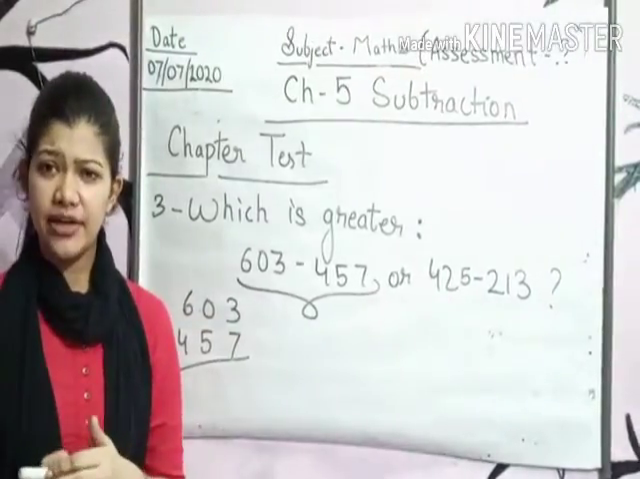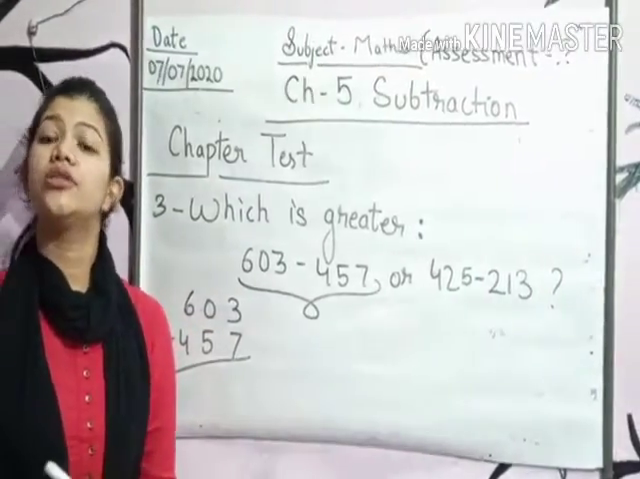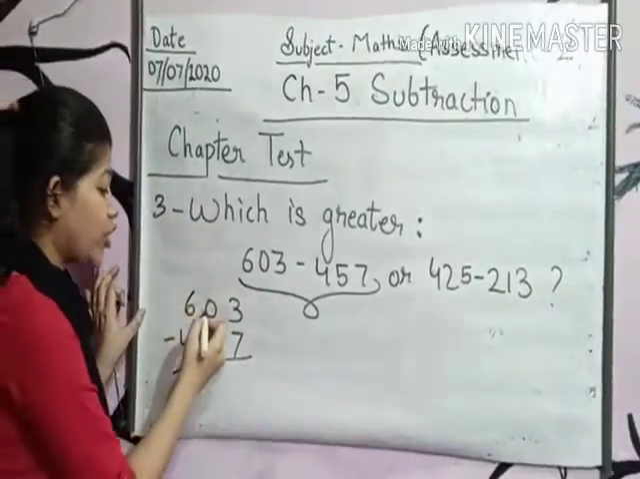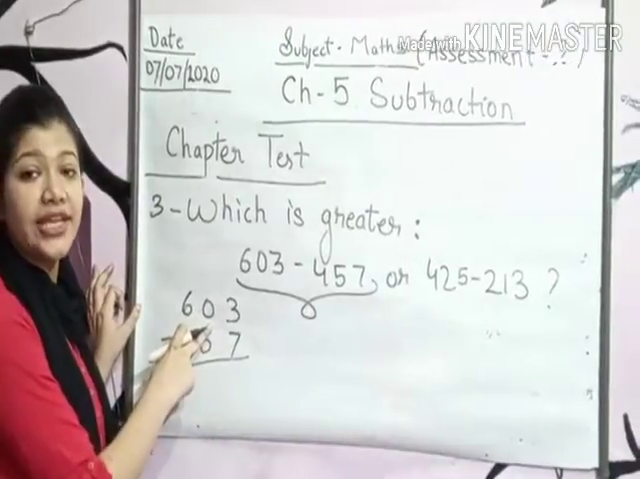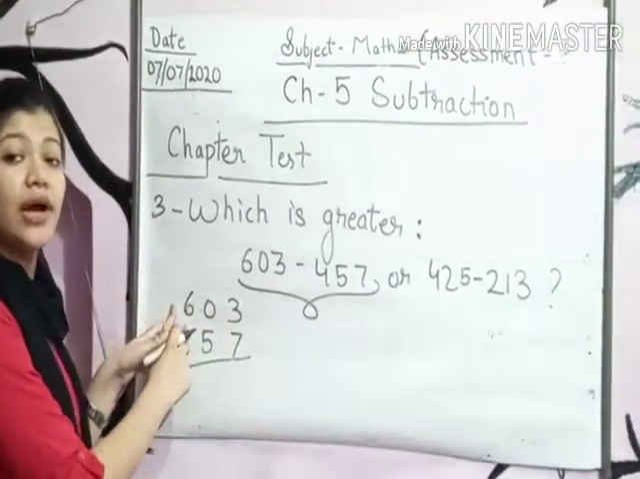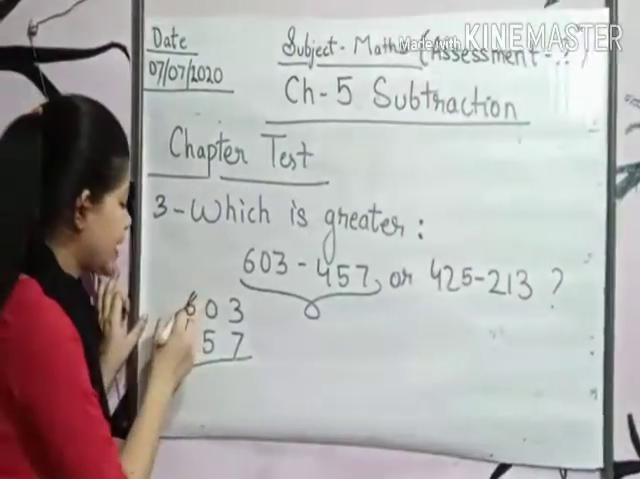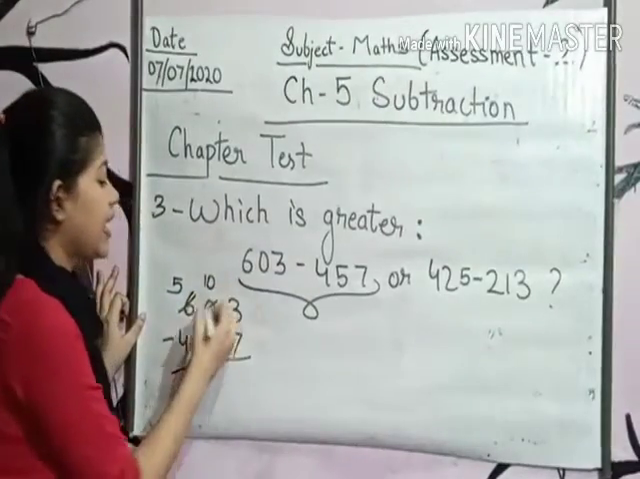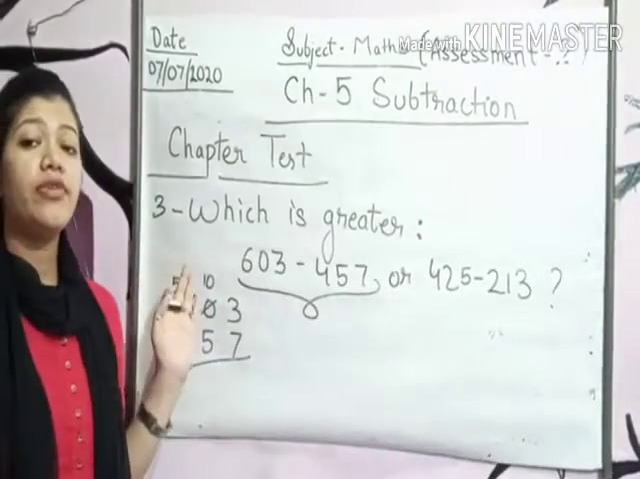7 can be subtracted from 3? No. Why? Because 3 is a smaller number. So what we will do? We will take borrow. We cannot take borrow from 0. Yes. So what we will do? We will come to hundreds column. So we will take from 6 and 6 will become 5. 0 will become 10 and then what we will do?